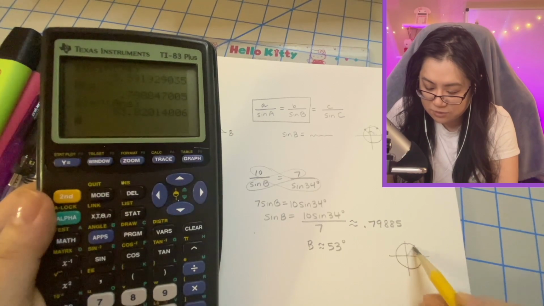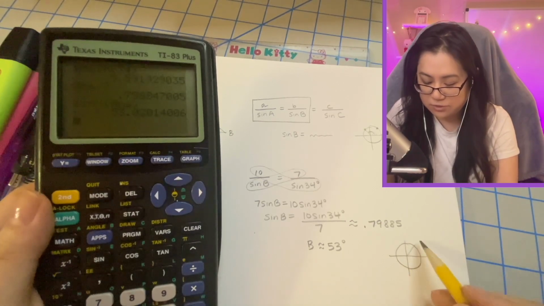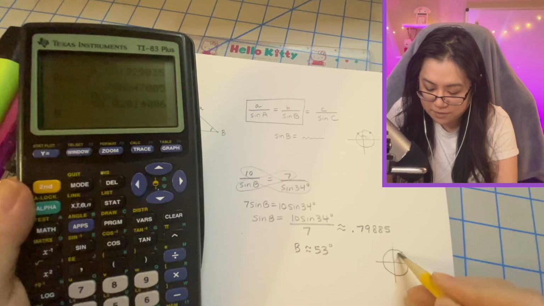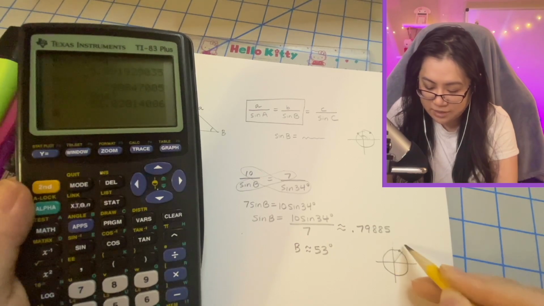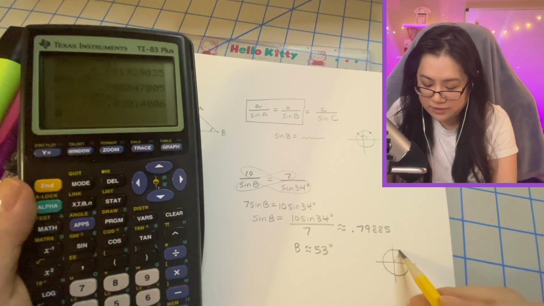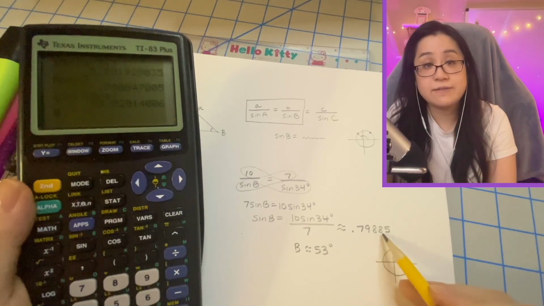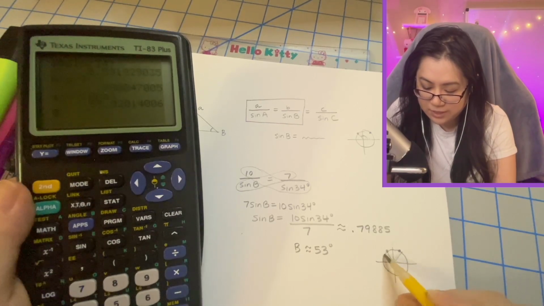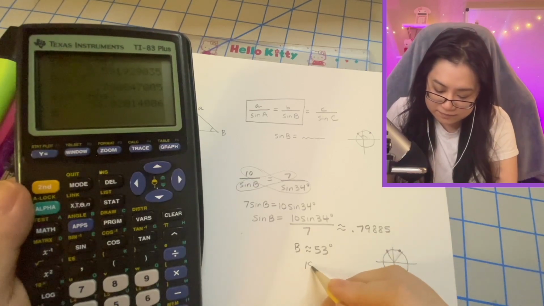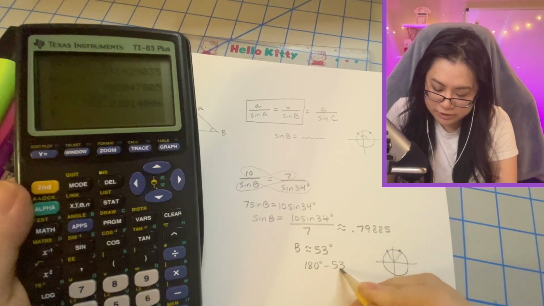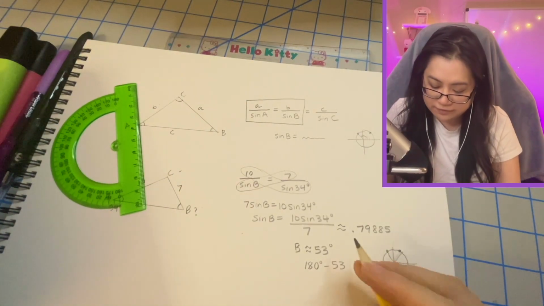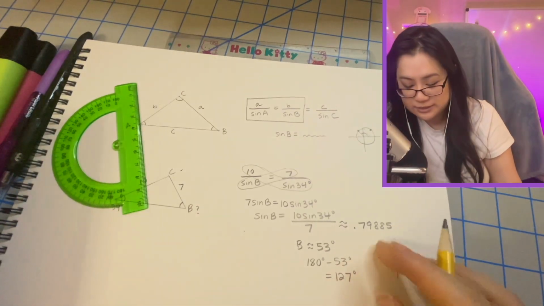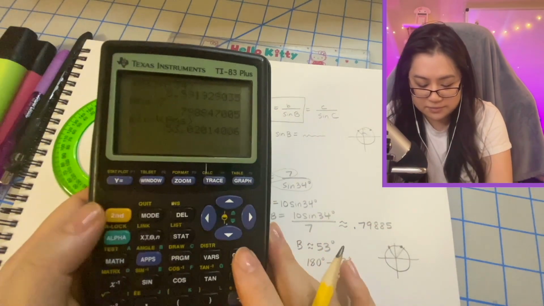The diagonal right here is 45. This is 90, so 53 might be right here or so. So the y coordinate of this point is 0.79885, but we can actually also reflect that over here, and that would be 180 minus 53, which is 127, right? So 127 degrees actually also gives me the same sine value.